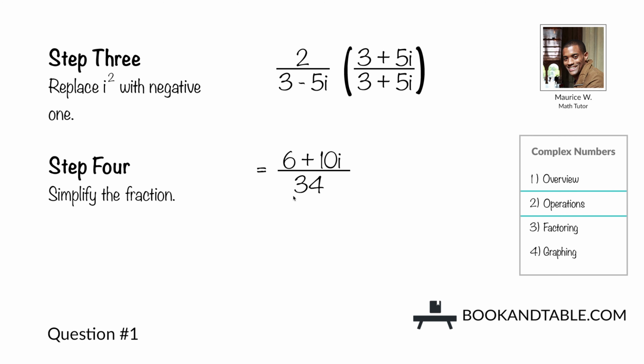So we can simplify this fraction, 6 plus 10i over 34, by first breaking it up. And then we can simplify it further by dividing this numerator by 2 and this denominator by 2. So this becomes 3 over 17 plus 10 can be divided by 2, and 34 can be divided by 2 as well, giving us 5i over 17. So the final answer for 2 divided by 3 minus 5i is 3/17 plus 5i/17.